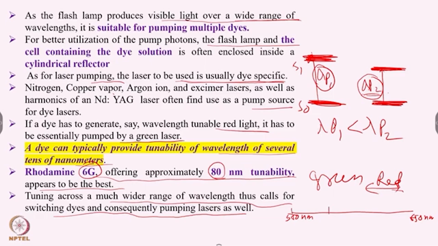So one dye gives you 500 to 550 nanometer tunability. This is dye 1. Then the second dye probably gives you 550 to 600 nanometer. This is dye 2. And the third one gives you 600 to 650 nanometer, dye 3. So you need three different dyes to achieve this wide tunability. And for pumping each dye, you would need different pumping lasers as well.